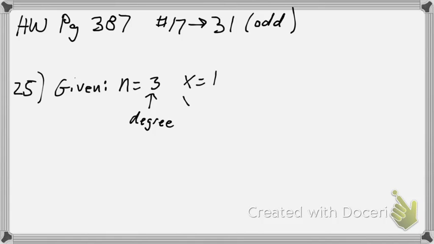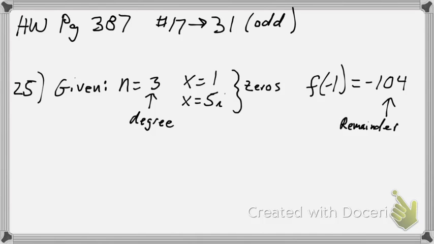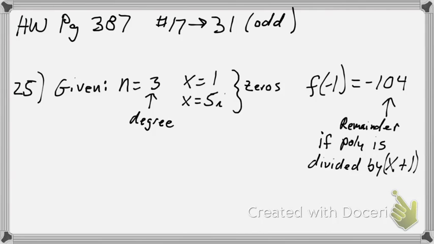Let's look at problem number 25. We're working backwards. Here, they're giving me my zeros, and they are telling me that this is a degree of 3, which means it has 3 possible solutions. They only give me 2, but I know that imaginary solutions live in conjugate pairs. They also give me that if I put negative 1 into my final equation, it should yield negative 104. That's our remainder theorem.